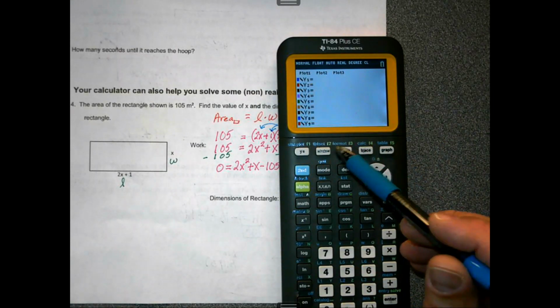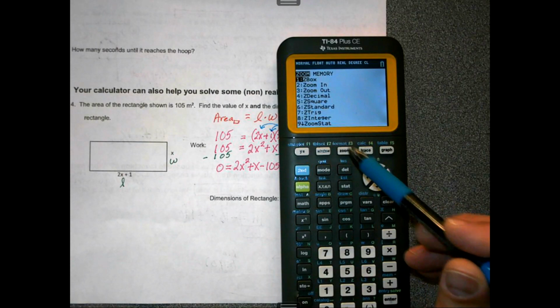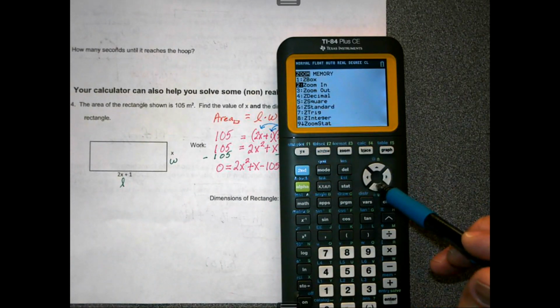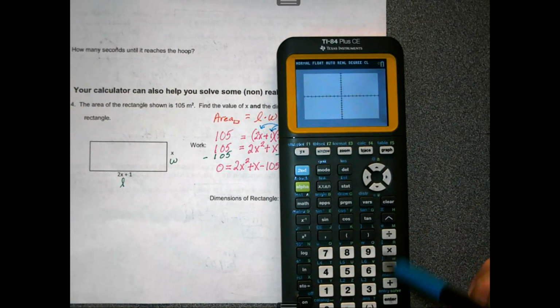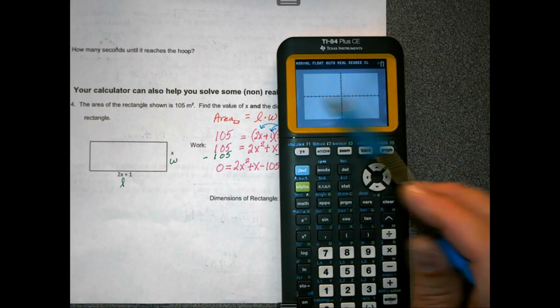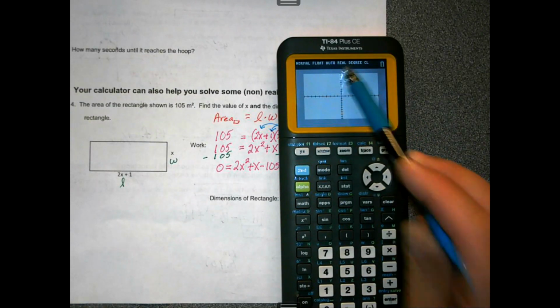Then I'm going to go to my zoom key and I'm going to go to the standard, or you could hit just number 6 on the keypad. Make sure my graph is back to default, -10 to 10, -10 to 10.